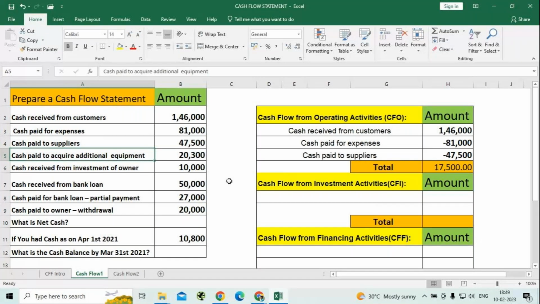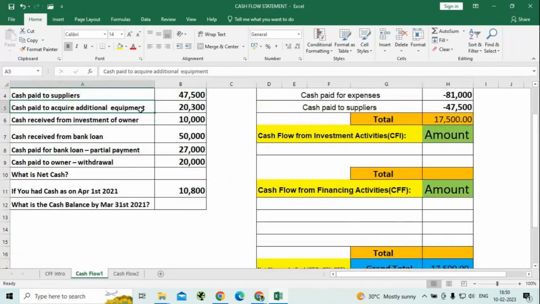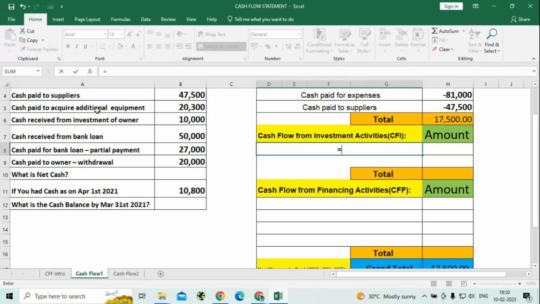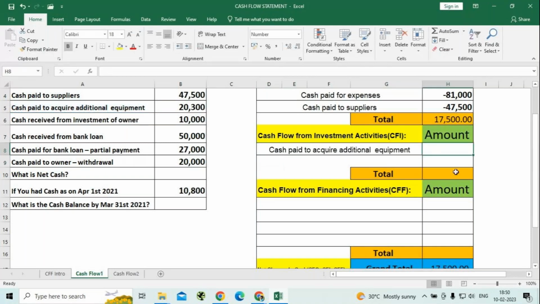So now next, cash paid to acquire additional equipment. So here we are going to invest. We are investing in the equipment, so we are going to put it in the investment activities. And this amount is paid, so we are going to show it in minus value. Okay, so let us see, is there anything else that is going to get added in these activities.